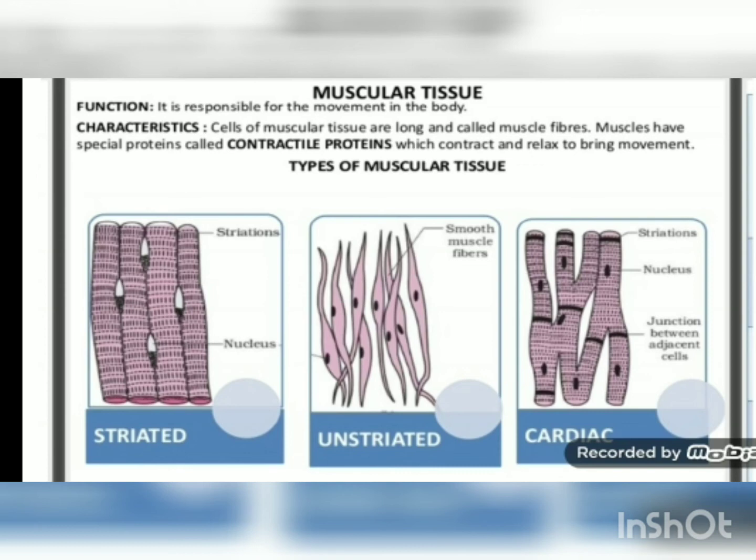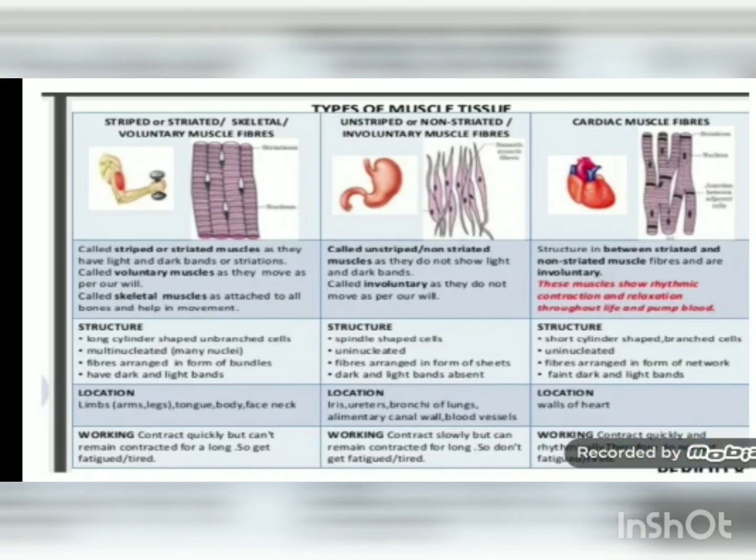It means only this tissue has the ability for contraction and relaxation because of this contractile protein, and this ability of this tissue helps our body to move. This ability is not possessed by any other tissue in our body.